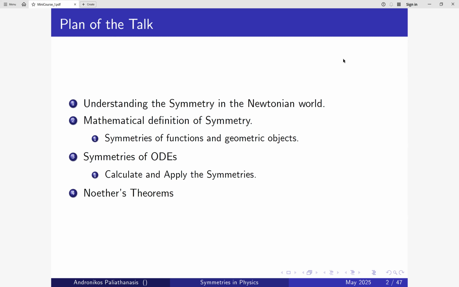I will discuss the case of ODEs, but they can be extended next week; we will extend it easily to PDEs. Then I will show you some applications where we can use the symmetries to construct solutions for physical problems or conservation laws. And of course, I will give a short discussion on Noether's theorem.